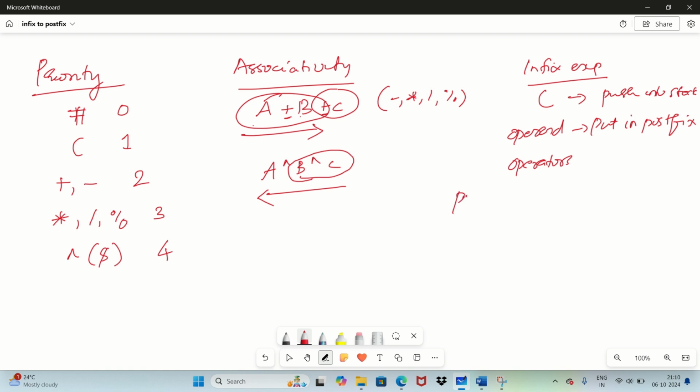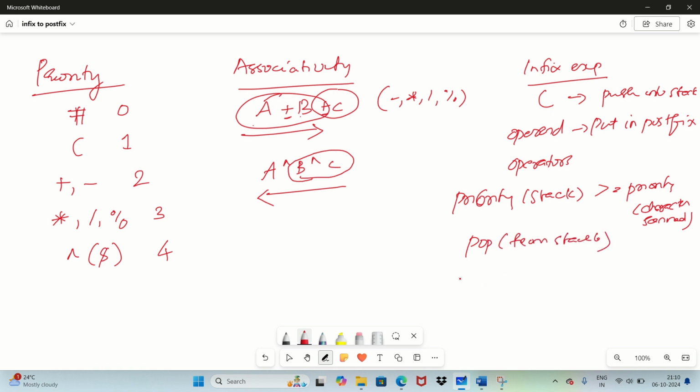For all these, first you have to check the priority of what is in the stack. If it is greater than or equal to the priority of the character scanned from the infix expression, then you pop the element from the stack; else you push the scanned character into the stack.